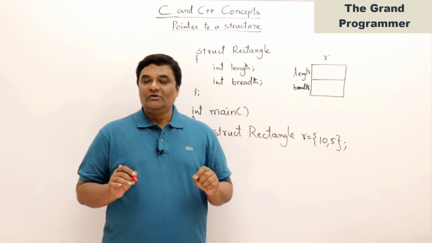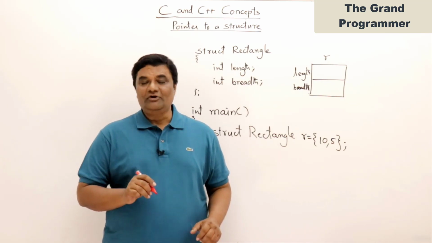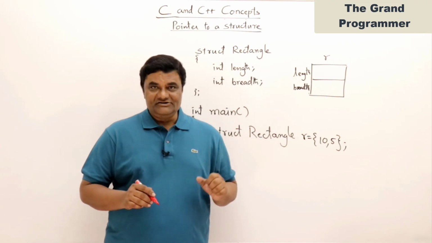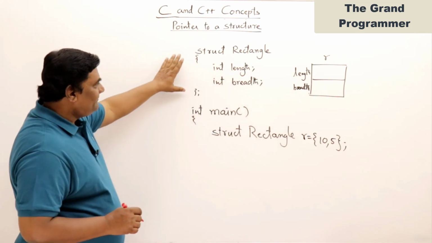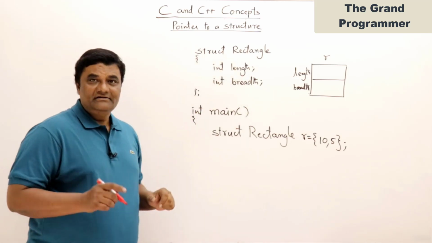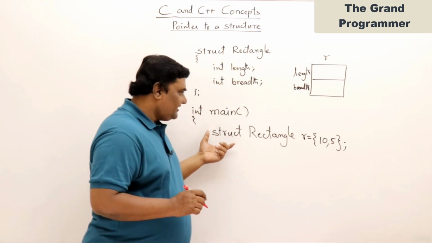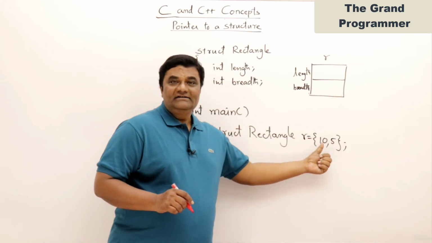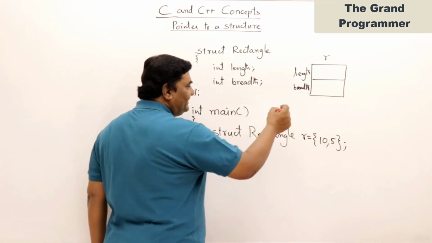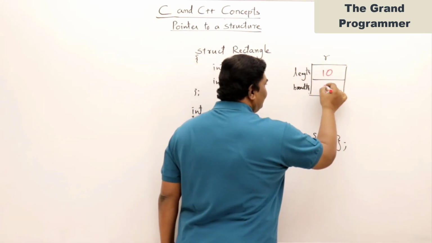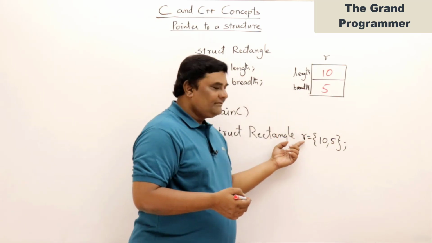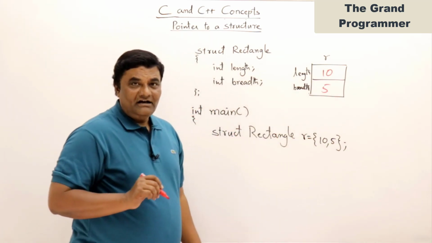In this video, we'll learn about pointer to a structure. Pointers we have already studied. Now, let us see how to have a pointer to a structure. We have already seen this example of a rectangle structure having data members length and breadth. Inside the main function, I have a rectangle variable r initialized with 10 and 5. So this variable occupies memory and will have the values 10 and 5. If I want, I can directly access these members length and breadth by using the variable name r.